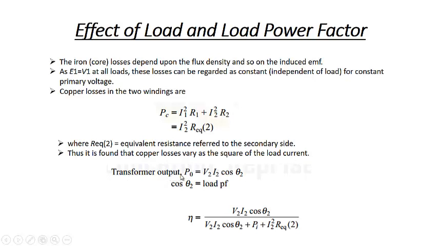So the transformer output can be calculated in terms of the current, voltage and power factor as V2 I2 cos theta 2, and theta 2 is the load power factor. So eta, that is the efficiency, will be P naught, that is V2 I2 cos theta 2, divided by V2 I2 cos theta 2 plus Pi plus I2 square R equivalent 2. So this is the equation of the efficiency.